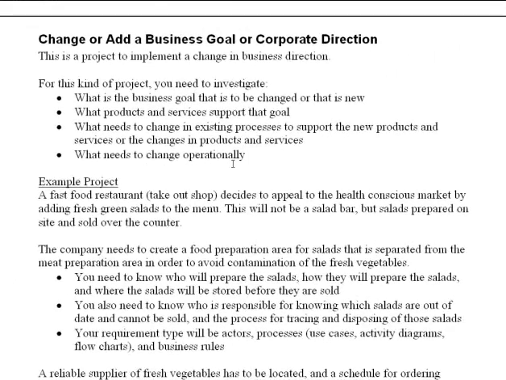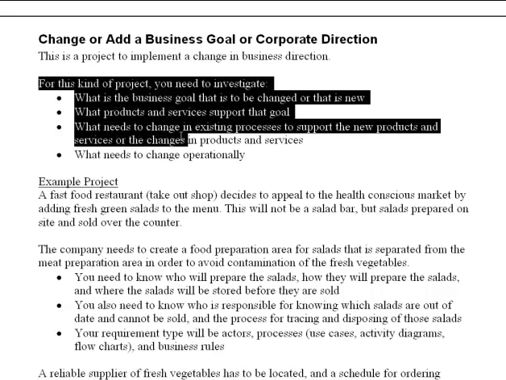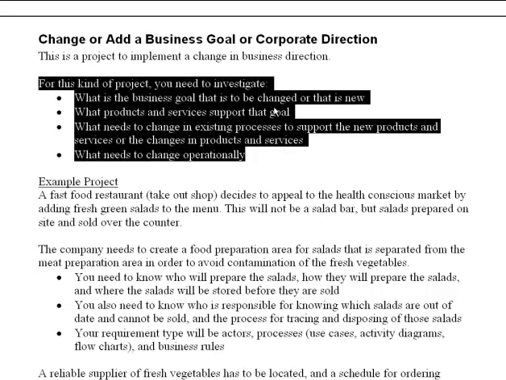Change or add a business goal or corporate direction. So we're going to make a change at the corporate level. Not a change to an individual business process, but a change at the corporate level. So for this kind of project, you want to investigate what is the business goal that needs to be changed or that is new, what products and services support that goal, what needs to change in the existing processes to support the new products and services or changes in products and services, and what needs to change operationally.